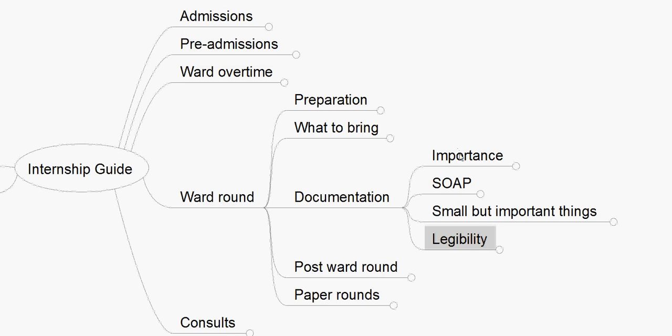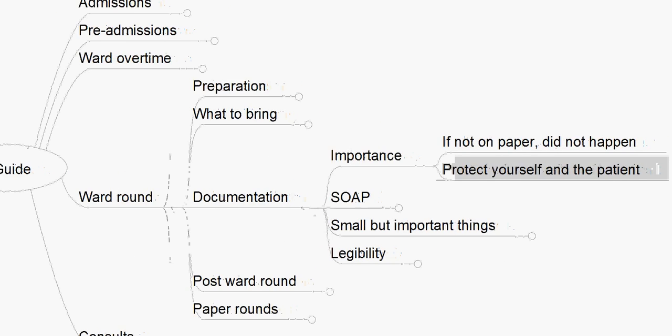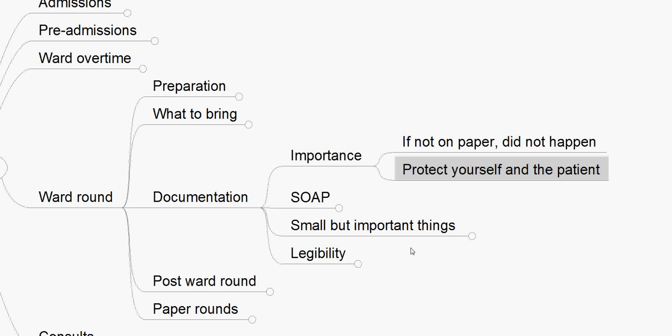Now, why is it important? Because it's really the medical legal documentation. So, for example, if it's not on paper, then it didn't really happen. It's there to protect yourself and also to protect the patient.